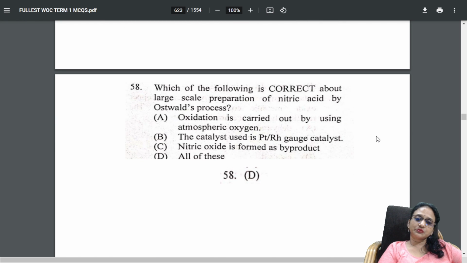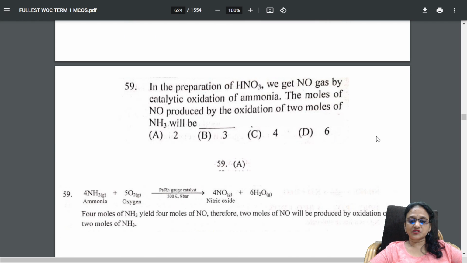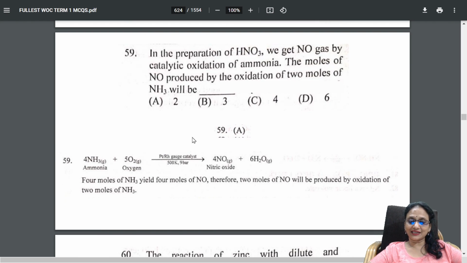Which of the following is correct about Ostwald's process? The contact process is not there, but Ostwald's process is there, where the reaction along with the catalyst, temperature conditions and pressure conditions are given.